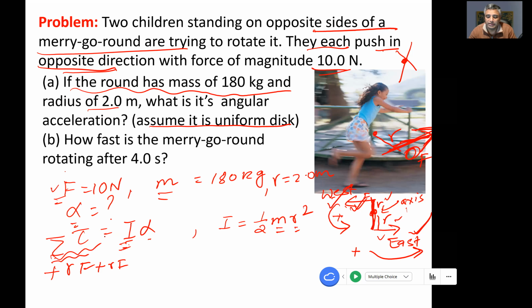Just like when we used to have something like that, when we have a normal force like this and mg like this, what did we do? We did the sum of forces as N minus mg, right?